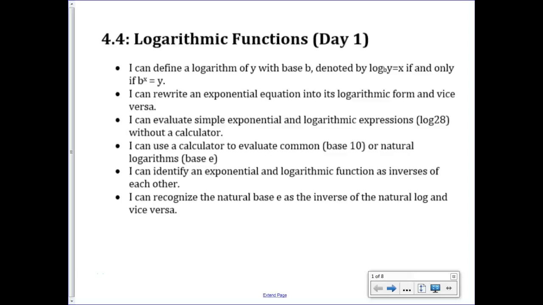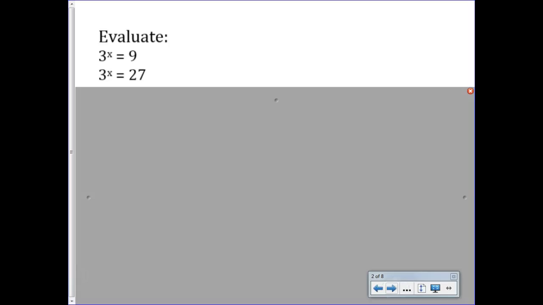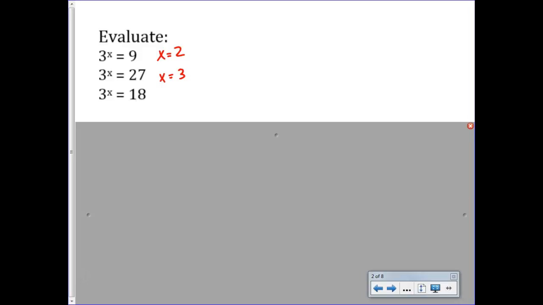Hey guys, we are getting into our first day of logarithmic functions. So this is probably something totally new to you. We know we can evaluate 3 to the x equals 9, 3 to the x equals 27. We just know that, well, 3 squared is 9, so x is 2. 3 to the third is 27, so x would be 3. But what if we have 3 to the x equals 18?